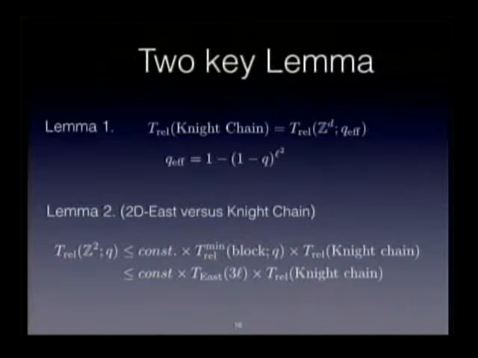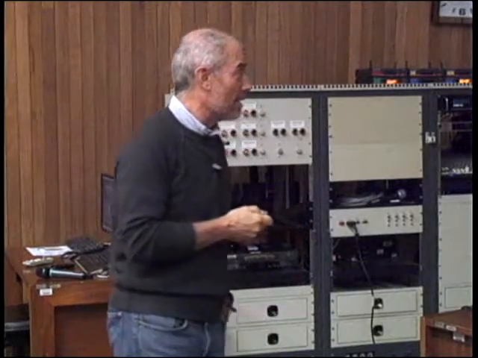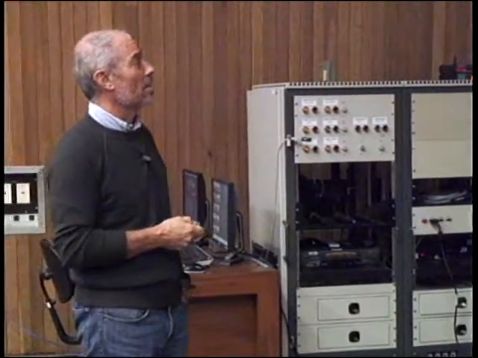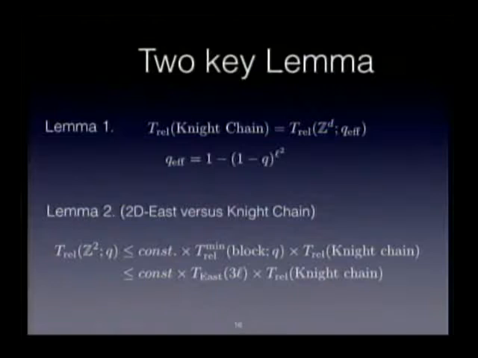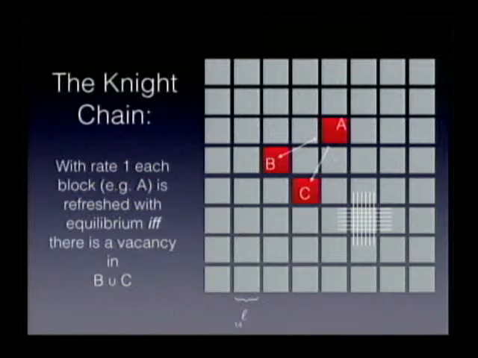Then there is a second result that makes a comparison between the spectral gap or relaxation time of the original East chain in 2 dimensions with the Knight chain. Okay? And the result is like that. So the relaxation time in, say, Z^2, there is some constant times the relaxation time of the Knight chain. And then in front, well, let me explain with the picture here.